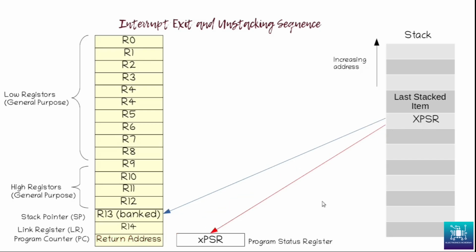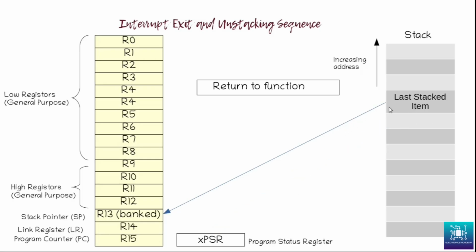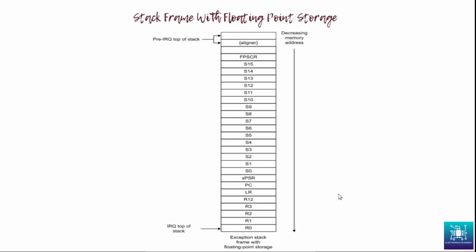Okay, and then the XPSR is also copied over, and stack pointer points to XPSR, and finally the last stacked item is SP comes back to the last stacked item which we saw before, and then there is a return to function as the program counter holds the address of the next instruction from where the branch to the ISR happened.